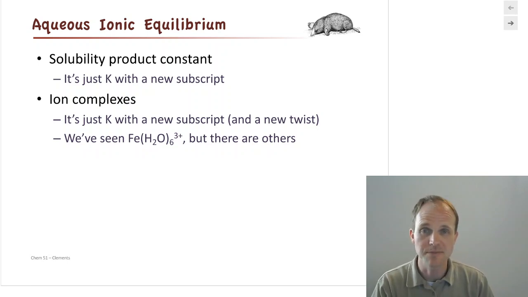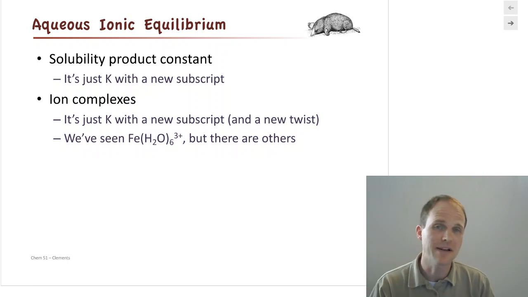just with different subscripts. So we're going to be talking about solubility. And you talked about that in Chem 50 in your introductory chemistry class about how some things are soluble, some things aren't. We're going to kind of take that down and decide, is that really true? And it's not. Okay, and then we're going to talk about ion complexes, which are really cool things.